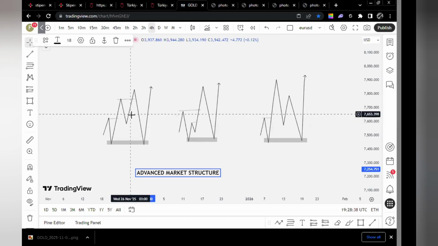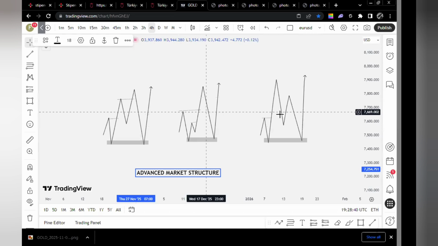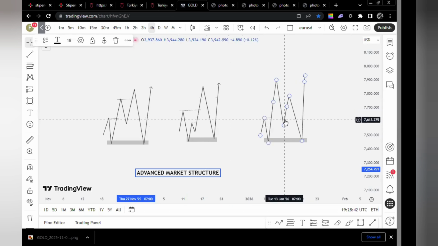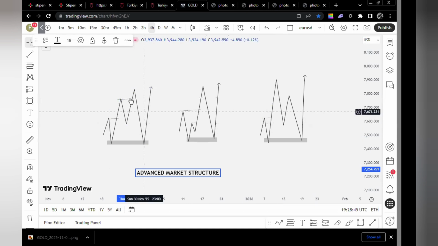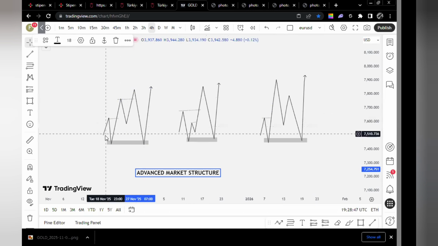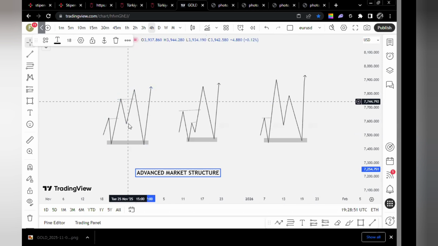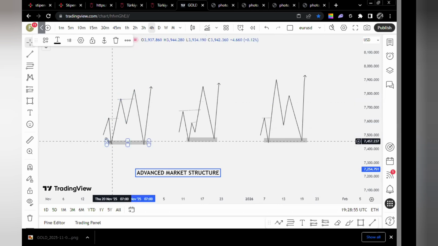So you have your type A, you have your type B, and you have your type C. As simple as that. So what makes them valid? You have your sweep of liquidity, your break of structures, your inducements, and your good and valid POI.